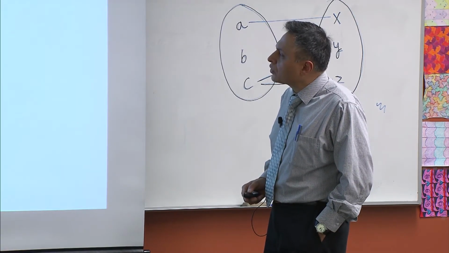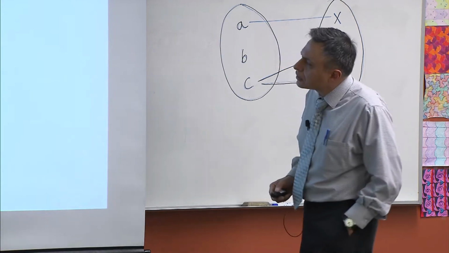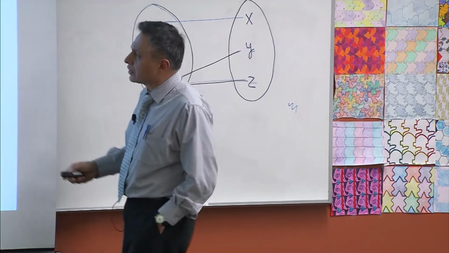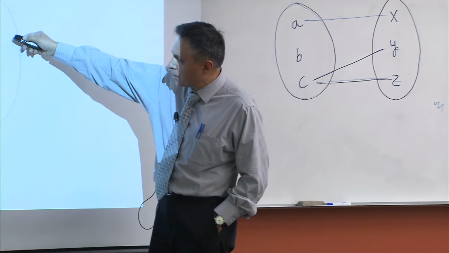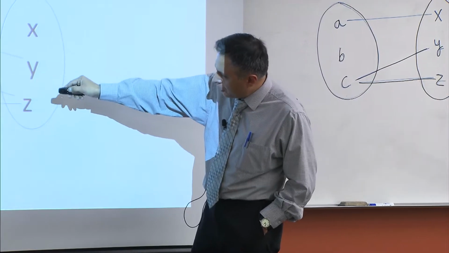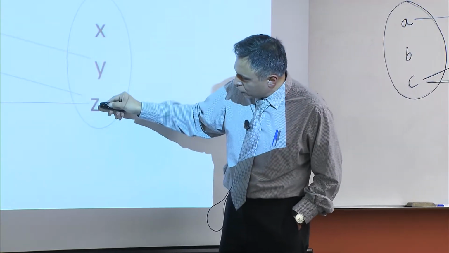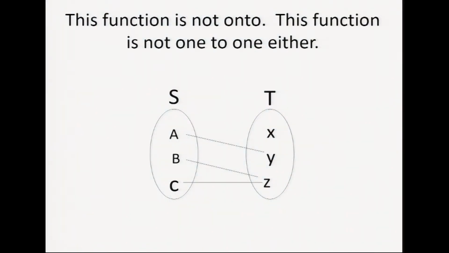This is not one-to-one, and it is not onto, because clearly the X is not covered. Everybody here has to be covered. And it may not happen that we have the two elements going to the same output. So that is not one-to-one and onto.